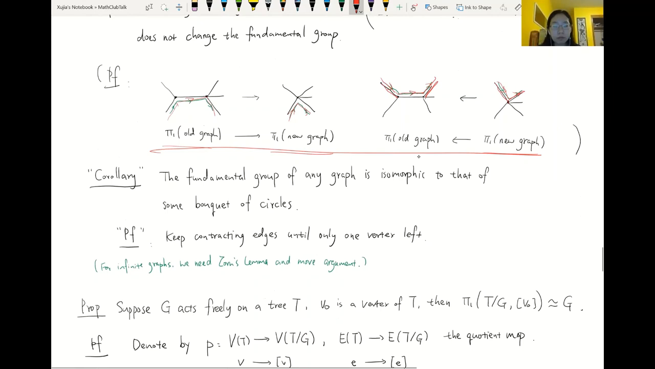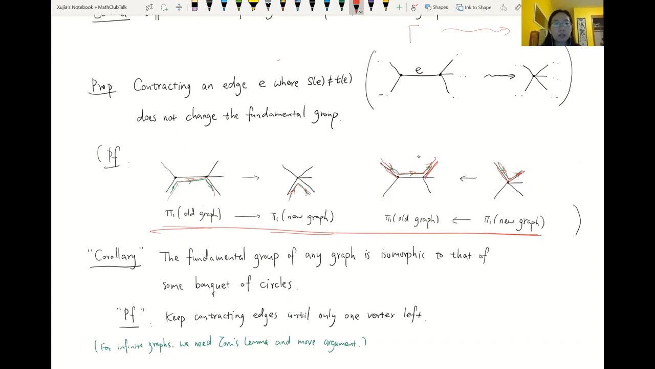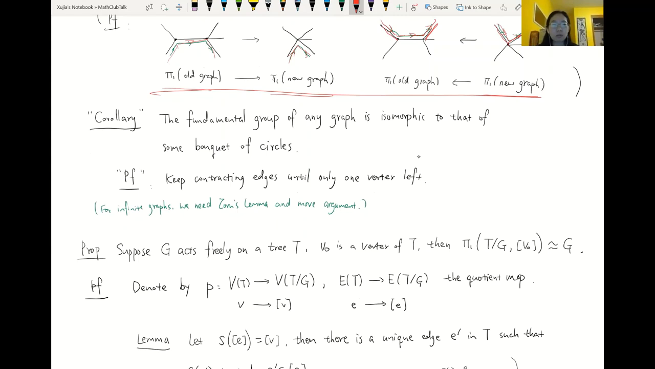A corollary is that the fundamental group of any graph is isomorphic to that of a bouquet of circles. Well, actually, this can only be proved using this proposition if you have a finite graph. If you have a finite graph, then let's just keep contracting edges. As long as we have an edge that connects two different vertices, we can contract it without changing the fundamental group. And if you keep doing this, we will be left with only one vertex. That's a bouquet of circles. If you have an infinite graph, it's a little bit more complicated. I'm not going to prove it here, but let's just suppose it's true.